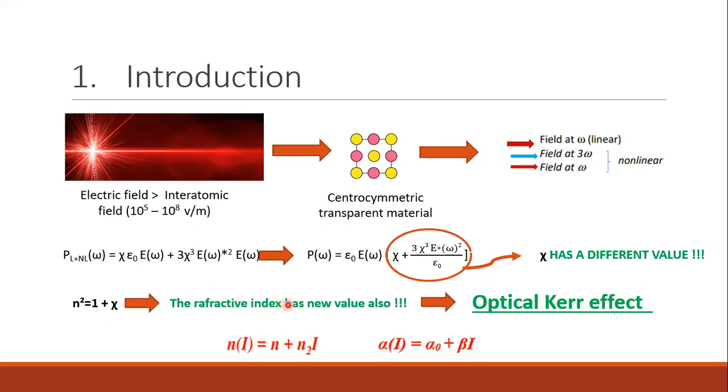Since chi is related to the refractive index with this formula, it means that the refractive index has also changed. This is called the optical Kerr effect. And the final equations of the refractive index and the absorption coefficients are presented here, and we notice that they depend on the intensity. So N2 is the nonlinear refractive index, real part, and beta is the nonlinear absorption coefficient.